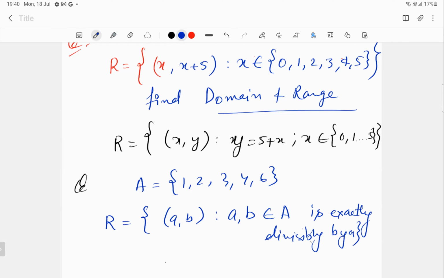See, first you are given set A. Now I'm defining a relation. You can write R dash or R, whatever you want. A relation is defined such that (a, b). Now where is b coming from? A and b both belong to A. That means you are not given separate sets; both sets are A. This is how we define the Cartesian product, right? (a, b) means (x, y). You have to define b such that it is exactly divisible by a.